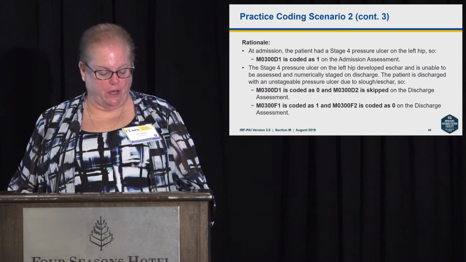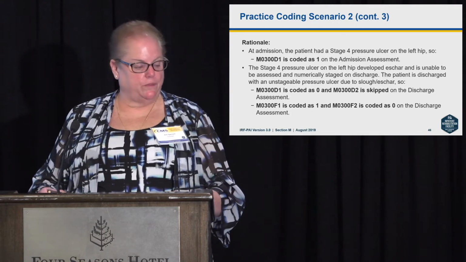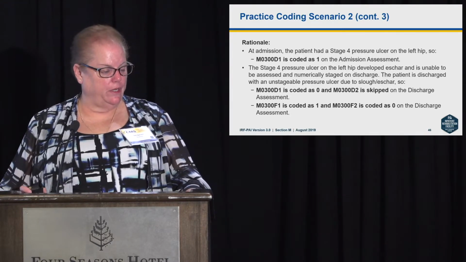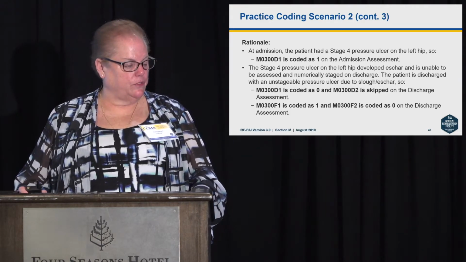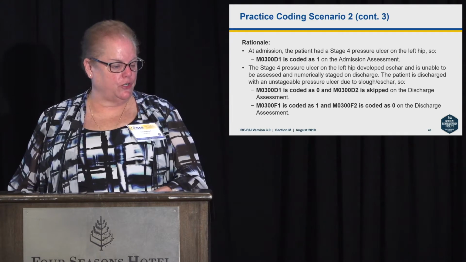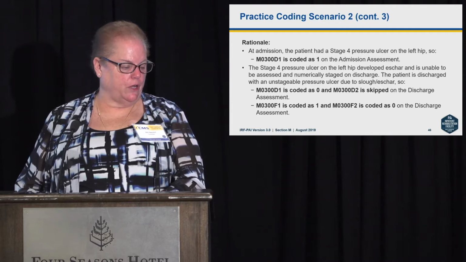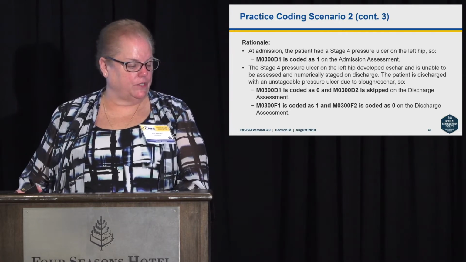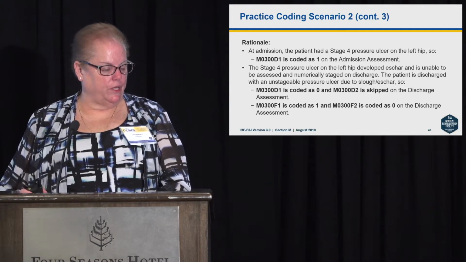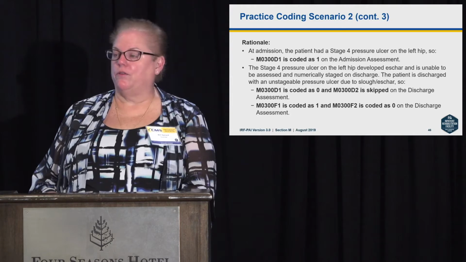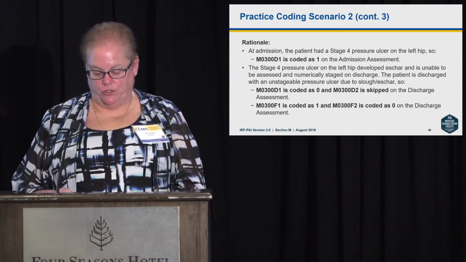So what's the rationale here? At admission, the patient had a stage 4 pressure ulcer on the left hip, so M0300D1 is coded as a 1. And then the stage 4 pressure ulcer on the left hip developed eschar and is unable to be assessed and numerically staged on discharge. And the patient is discharged with an unstageable pressure ulcer due to slough or eschar. So here we have M0300D1 is coded as the 0, and M0300F1 is coded as 1. And M0300F2, those were how many were present upon admission, is coded as a 0 on the discharge assessment.